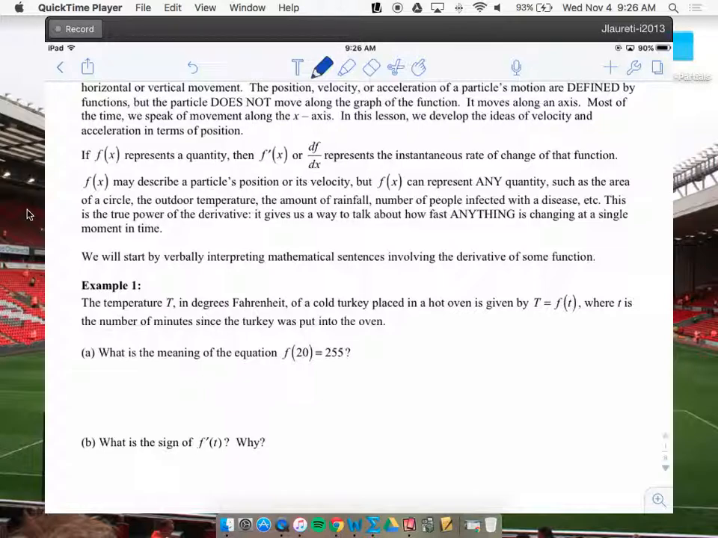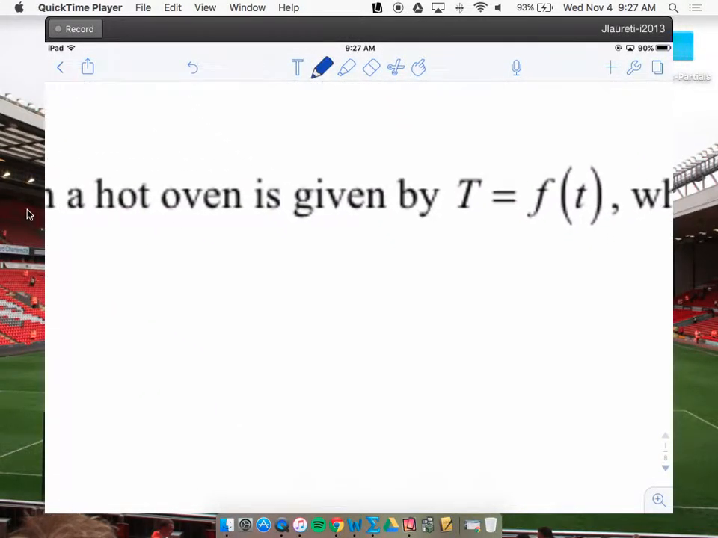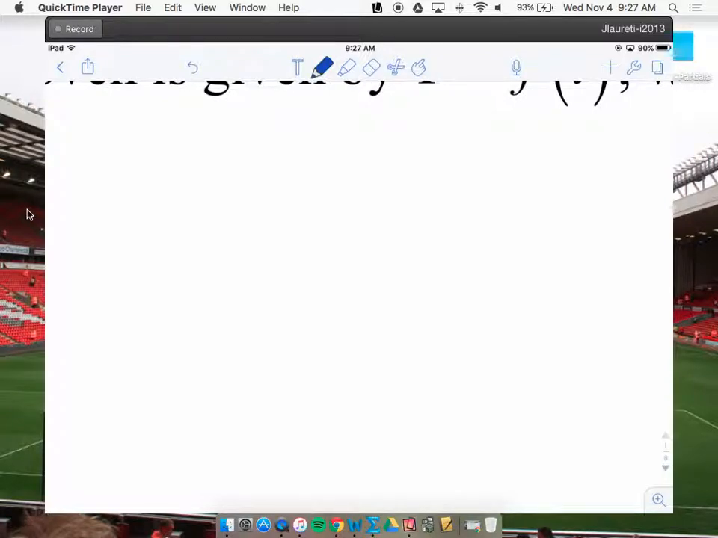All right, so the first one you have is: the temperature in degrees Fahrenheit of a cold turkey placed into a hot oven is given by T equals f of t, where t is the number of minutes since the turkey was put into the oven. Right off the bat, you need to get into the habit of drawing yourself a graph of what the situation is describing. You don't actually have to draw a curve, but it's really good to draw an axis and label it, because that's going to help you label the units we're talking about.